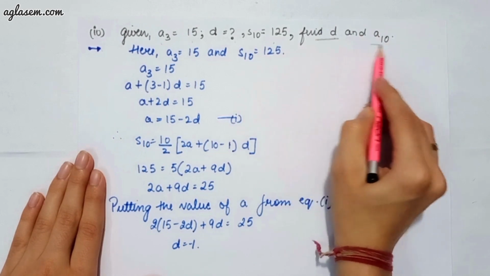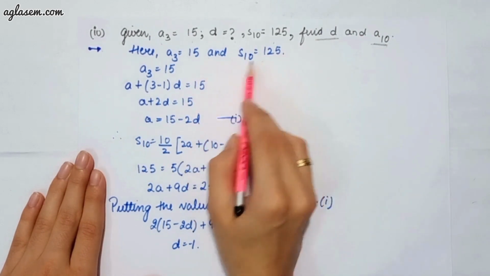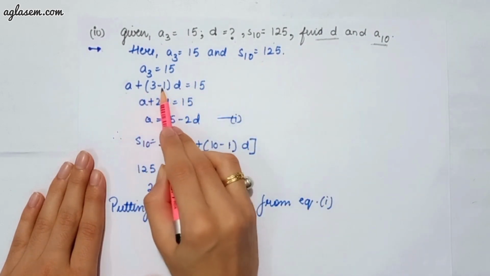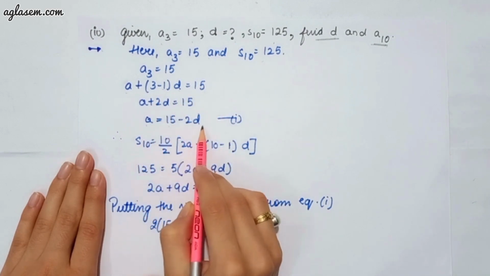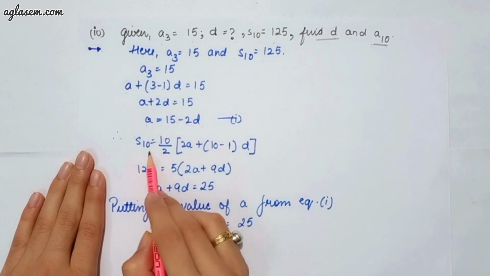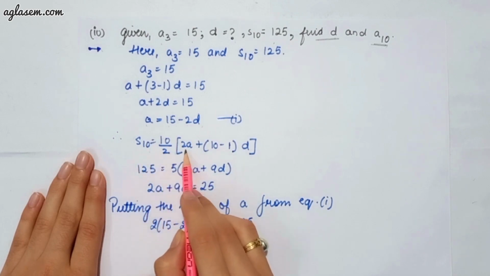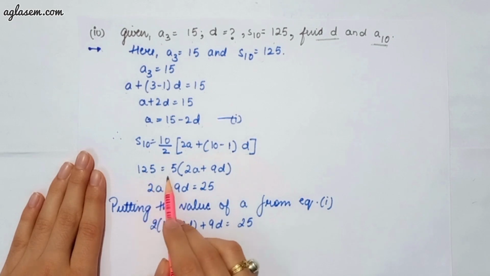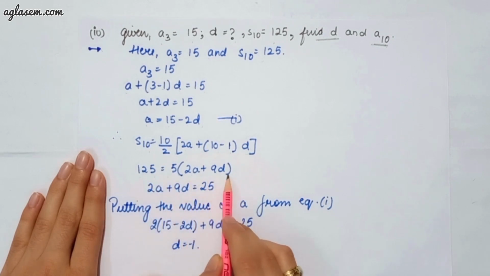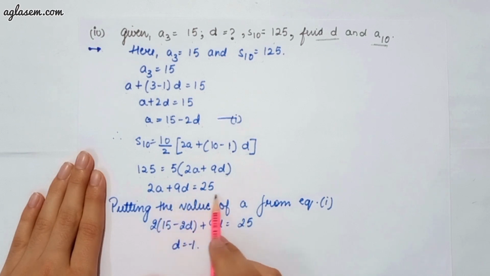find D and A10. Again, putting the same values in A plus (3 minus 1) into D is equal to 15, we will get A equals 15 minus 2D. That is our first equation. So S10 is equal to 10 upon 2 into (2A plus (10 minus 1) into D). So 125 is equal to 5 into (2A plus 9D). Solving this, we will get an equation, that is 2A plus 9D is equal to 25.